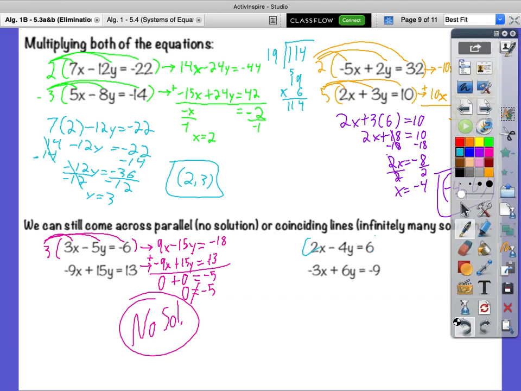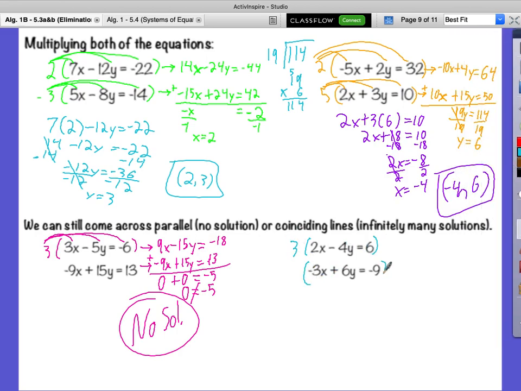6. We have to multiply the top one by 3. This bottom one by 2. And the sides already take care of themselves here. Now on the top, what's 3 times 2x, guys? 6x, very good. What's 3 times negative 4y? Negative 12y. So 6x plus negative 12y. What's 3 times 6? 18. So 6x minus 12y equals 18.